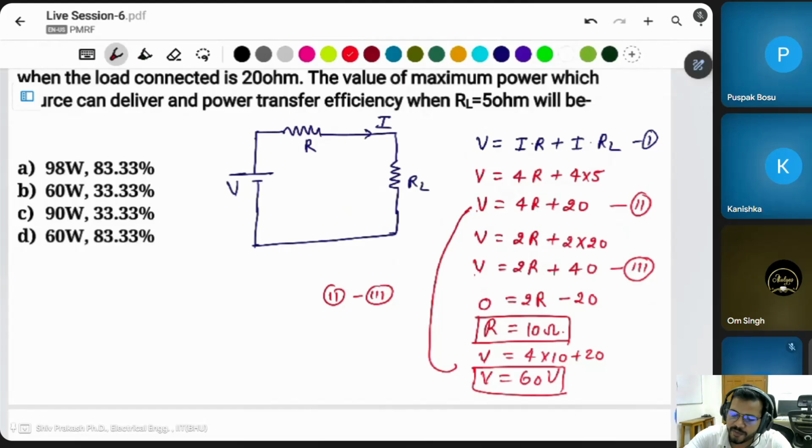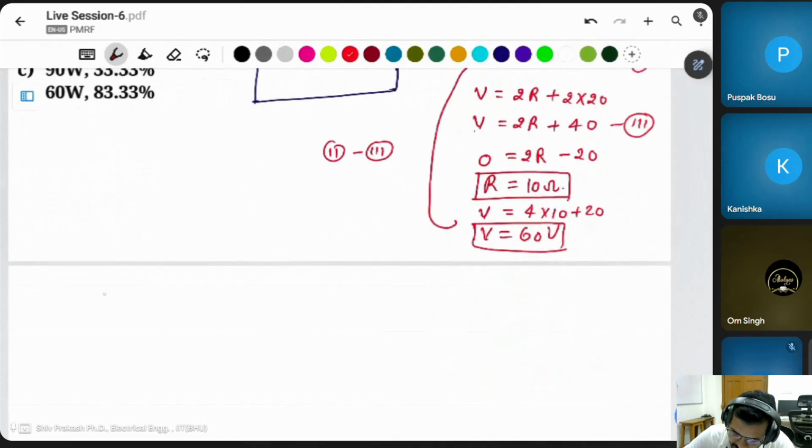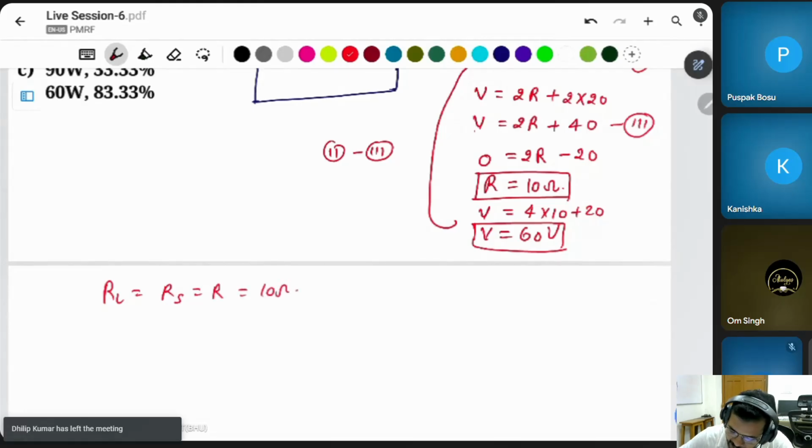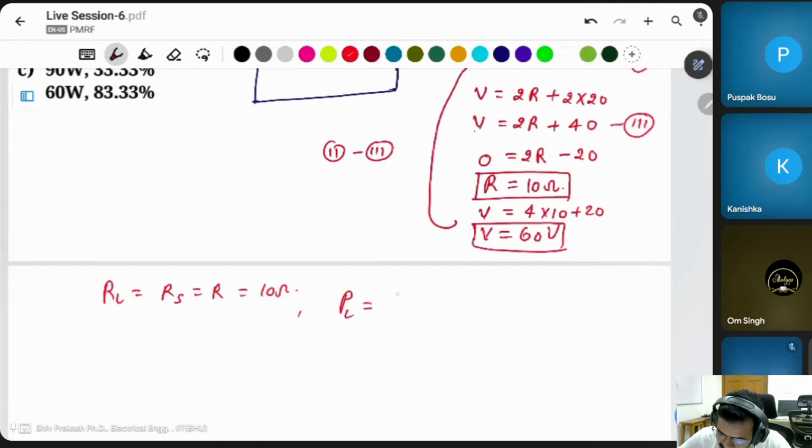Then what is the maximum power? You know about the maximum power transfer. In the case of maximum power transfer, RL is equal to RS, or in this case R, which is 10 ohm. Then the power delivered to RL is V square by 4R. Voltage is 60, so 60 into 60 divided by 4 into 10.